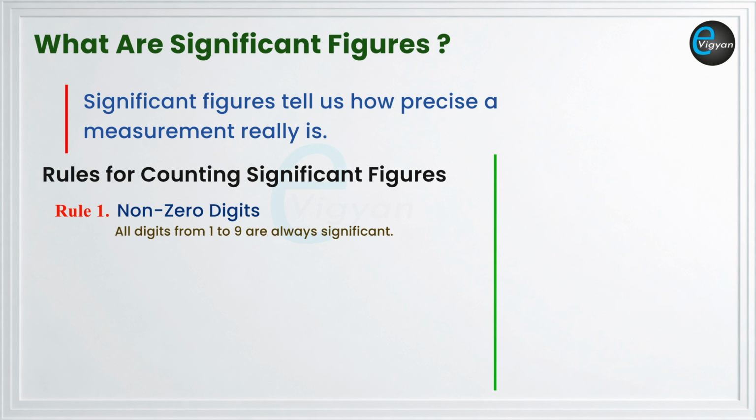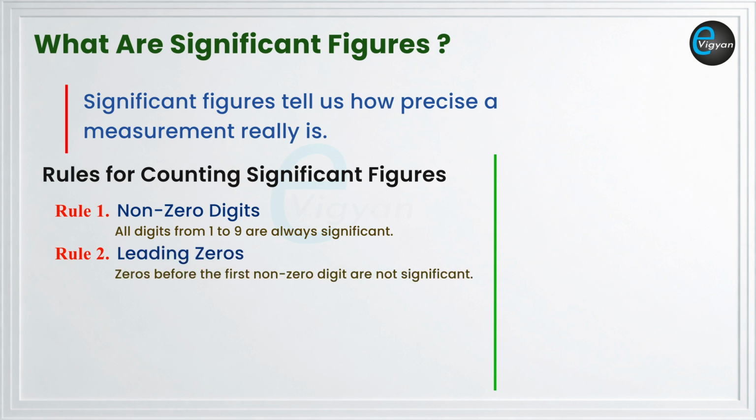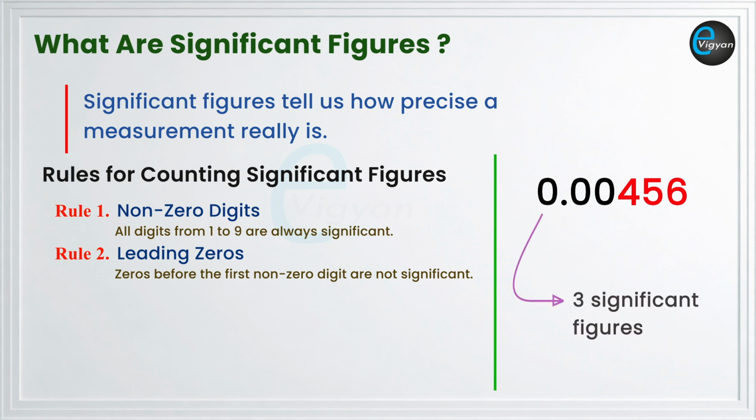Now let's move to the second rule, that is leading zeros. Zeros before the first non-zero digit are leading zeros and they are not significant. For example, 0.00456. Here 4, 5, 6 are significant. So how many significant figures do we have here? 3. These zeros only indicate decimal positions and they are not counted as significant figures.